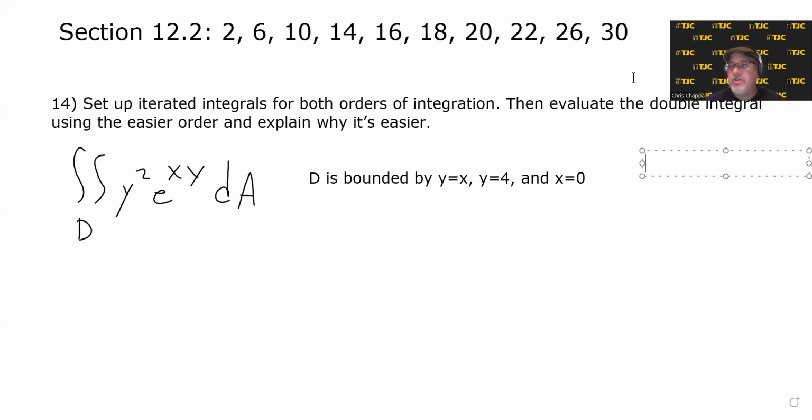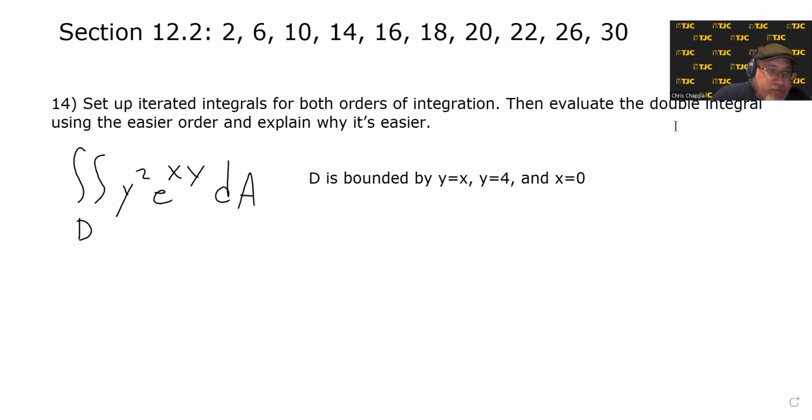Question 14, section 12.2. Set up the iterated integrals for both orders of integration, then evaluate the double integral using the easier order and explain why it's easier. We're doing the double integral of y squared e to the xy dA over the region D. D is bounded by y equals x, y equals 4, and x equals 0.